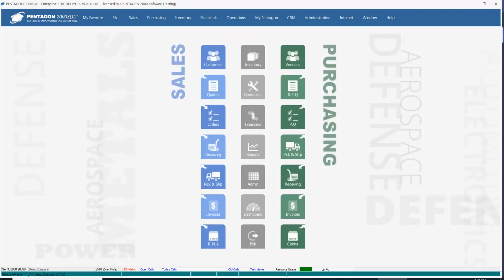The unit measure conversion can be used in both purchasing and sale documents. The calculations will always be based on the main part unit measure listed in stock.